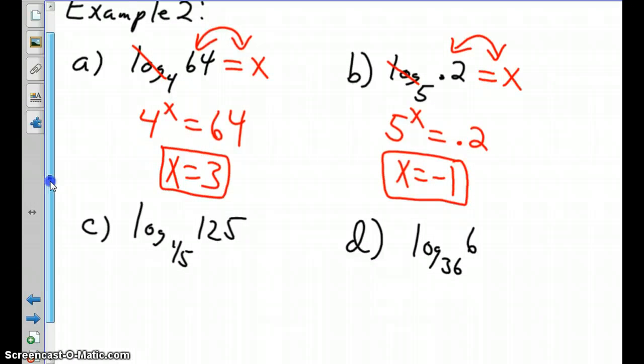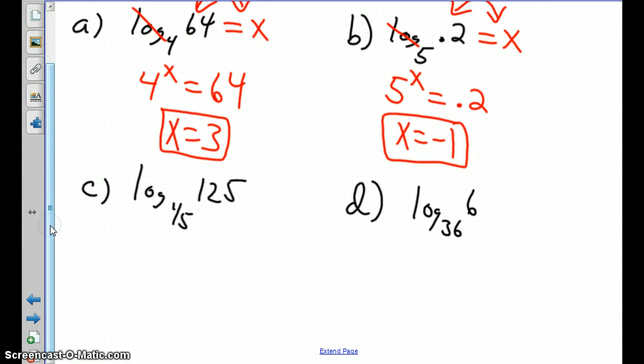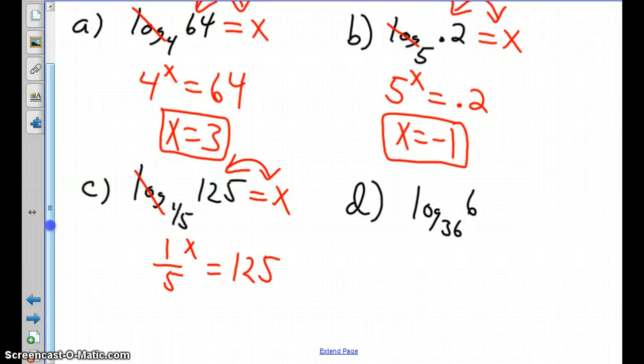Okay, let's go to C. This is set equal to x, right? Drop the log, make the switch. You're going to write down 1/5 to the x power equals 125. Now you tell me how much x has to be. -3. Very good. X is -3. That's right. X would have to equal -3. There's the answer. Good job. You got it.